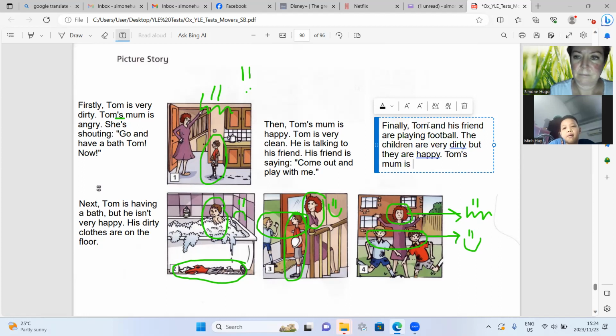Tom's mom is angry. Good job. Okay. Let's read that story.